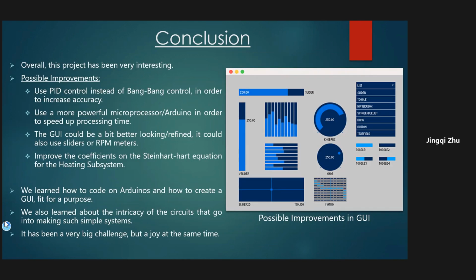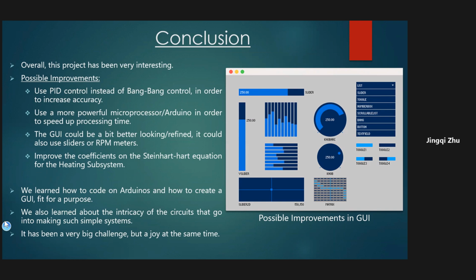Overall, the project has been very interesting. We got a general idea about what the job of an electronic engineer and computer scientist is. And there are some possible improvements, like using PID control instead of using band control in order to increase accuracy of the system, and use a little more powerful microprocessor or Arduino in order to speed up the processing time. The GUI could also be a little bit better looking or refined. It could also use slider or RPM meters so that it's easier for the users to use, and improve the coefficients of the Steinhart-Hart equations for the heating subsystem.